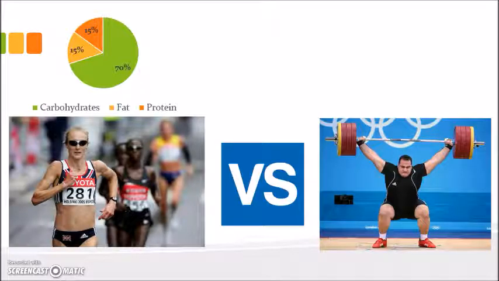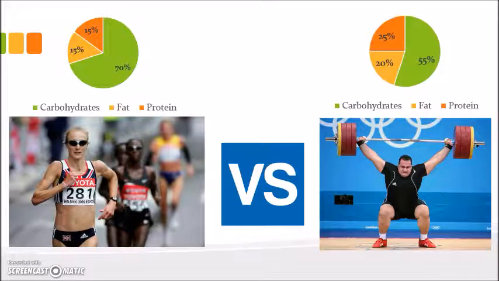And now moving on to the weightlifter. So the weightlifter, we've reduced carbohydrates down to 55%, reduced fat down to 20%, and we've actually increased protein up to 25%. So carbohydrates still needs to make up the most of the diet again, so we're still taking over half of the diet. It's because energy is so key in any sport.